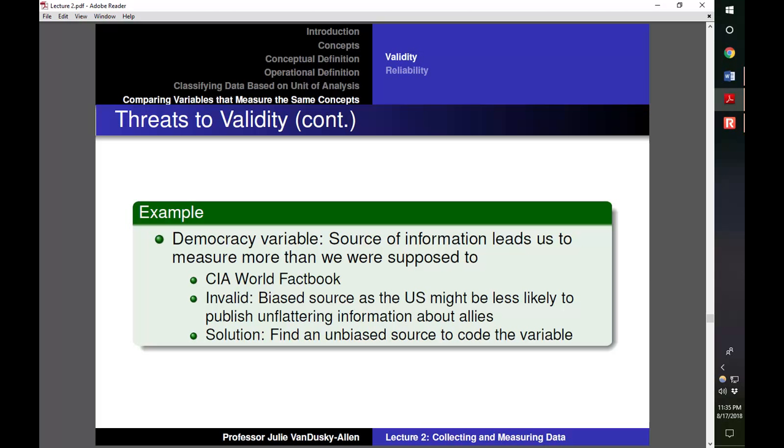U.S. bias is causing systematic measurement error in our measure. If that happens, then our variable would be invalid. The solution to this problem is to find an unbiased source of information to code our variable.